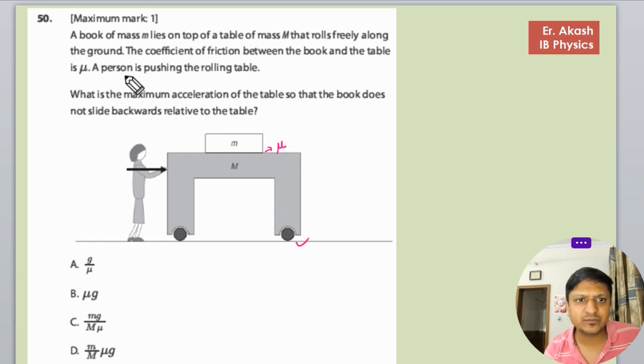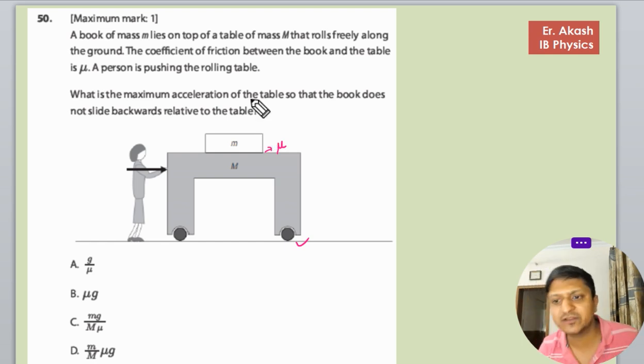Friction coefficient is mu. The person is pushing the rolling table. What is the maximum acceleration of the table so that the book does not slide backwards relative to the table? So basically there is some person that is pushing the table and the book is on the table. So the question is asking, what is the maximum value of force that this lady can apply on the table so that this book doesn't slide back?